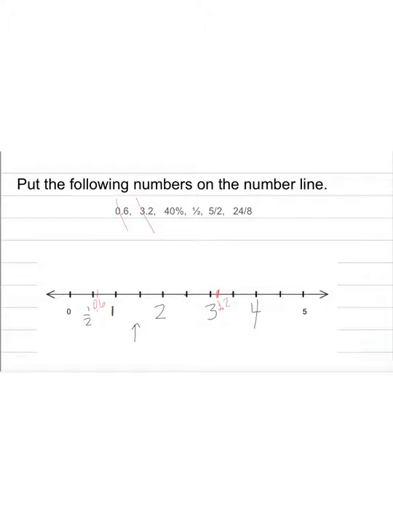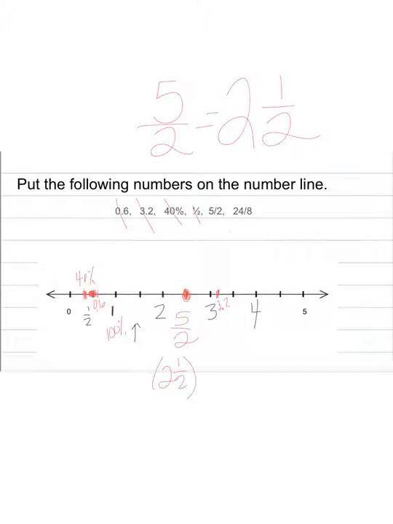40% is, remember, 100% is 1. So 40% is going to be less than 1. 50% is half, so it has to be less than 1/2. So 40%, a little bit closer to 50% there, would be right there. 1/2 would be right on the line, right there. 5 halves. I can take 2 and ask myself how many times does it go into 5, which is 2 times. 2 times 2 is 4 with 1 left over. So 5 halves is the same as 2 1/2. So that would go right there.